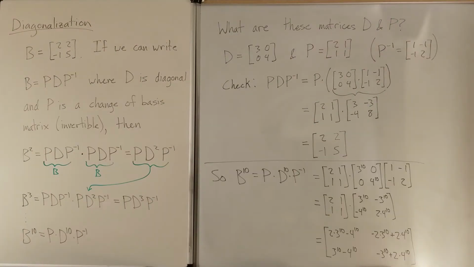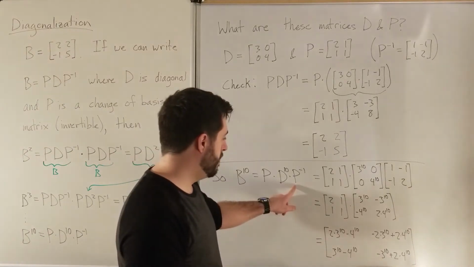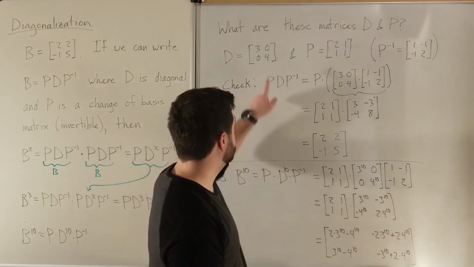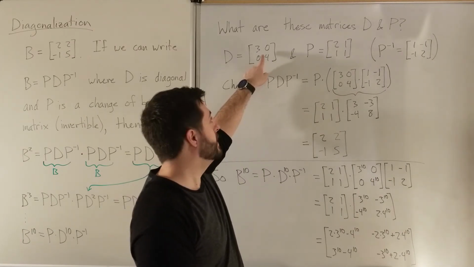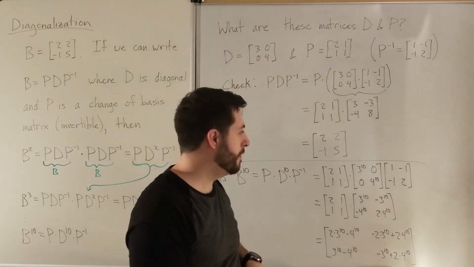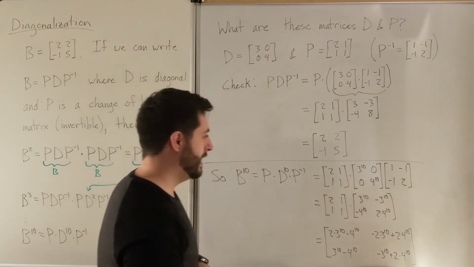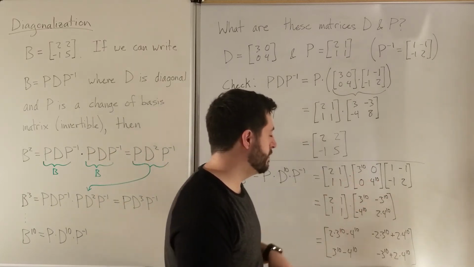So now it's time to actually write down what B to the 10th power is. So recall that we said that B to the 10th is going to be P times D to the 10th times P inverse. So that's what we have here. And we know what P and P inverse are. D to the 10th, remember D is diagonal, so raising it to the 10th power is just going to be the same thing as raising each of the diagonal entries to the 10th power. So we get 3 to the 10th and 4 to the 10th. Again, I don't care what those numbers are specifically here. I'm just going to leave them in this format, 3 to the 10th and 4 to the 10th.